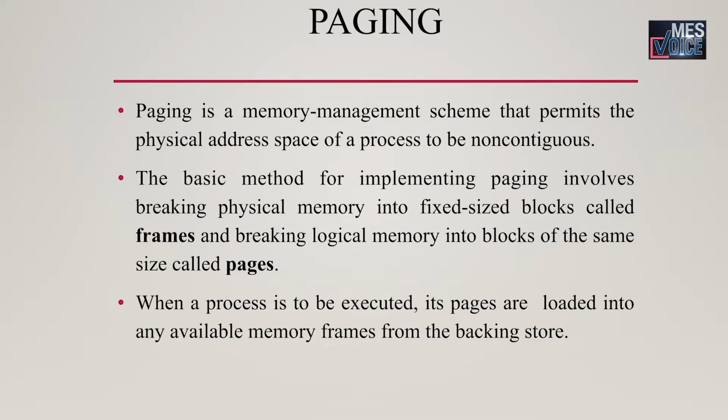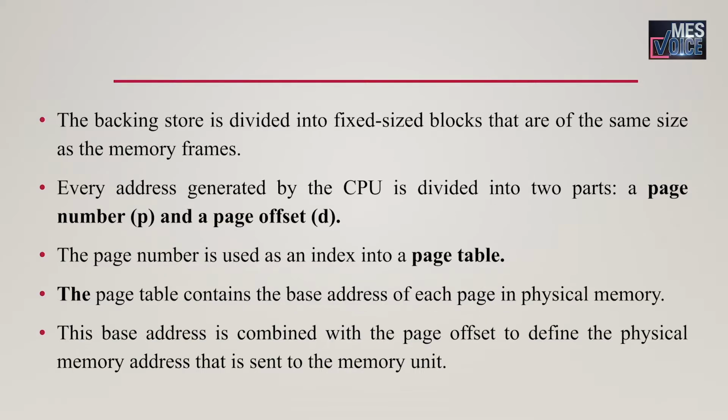When a process is to be executed, its pages are loaded into the available memory frames from the backing store. The process is already stored in the secondary storage, and when the process needs to be executed, the corresponding pages will be loaded into the available memory frames. The secondary storage is divided into fixed sized blocks that are of the same size as the memory frames.